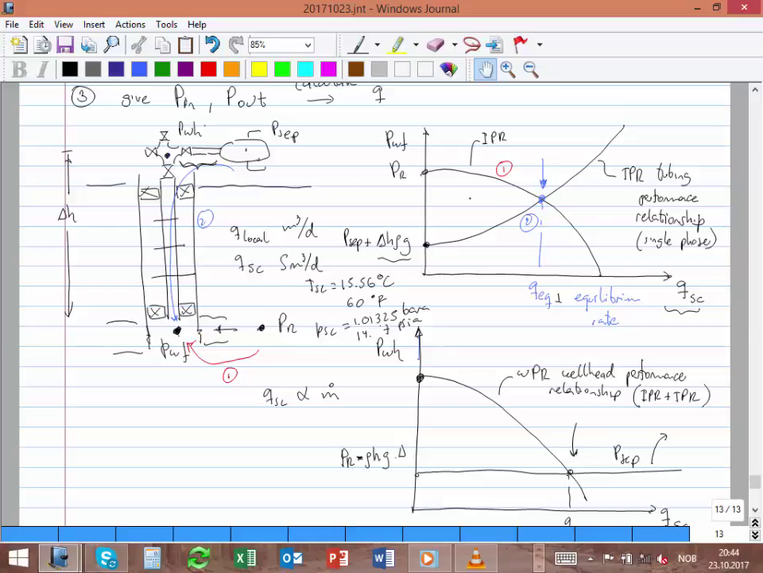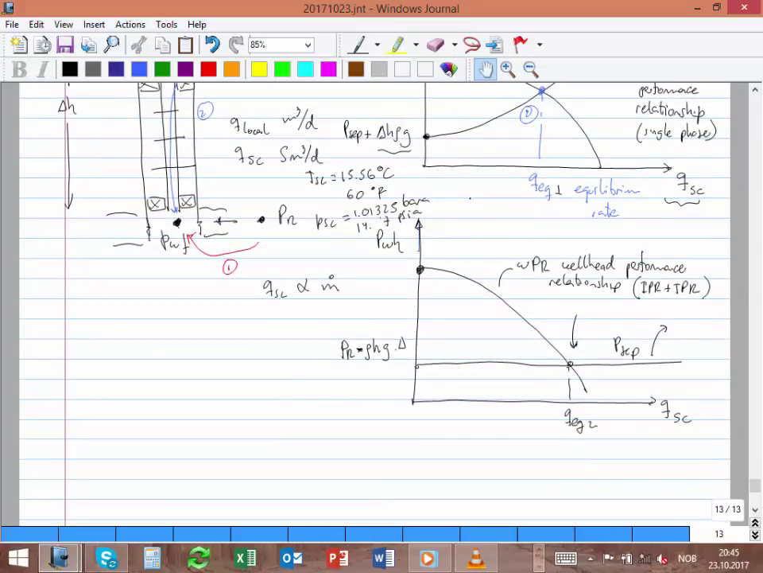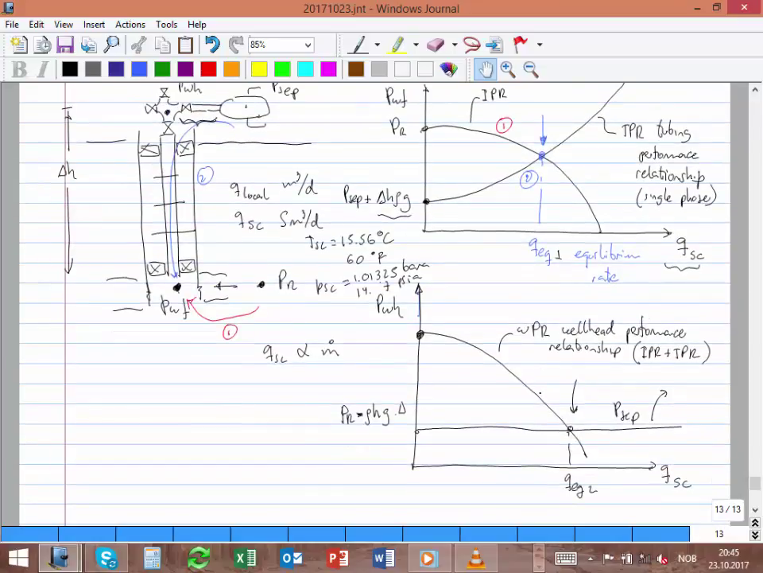It doesn't matter the system, doesn't matter how complicated it is, if it has three phases, if it's a network, if you have multiple wells, subsea wells, template wells, etc. All of them can be analyzed using this nodal analysis. So I'm going to ask you before we close: for this system, what if I want to produce a rate less than the equilibrium rate?